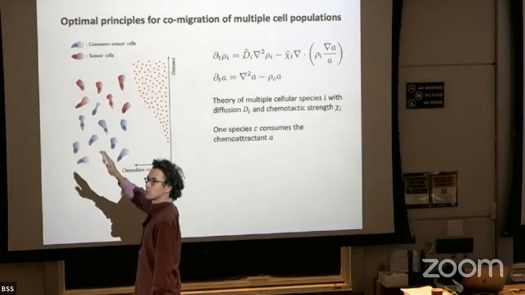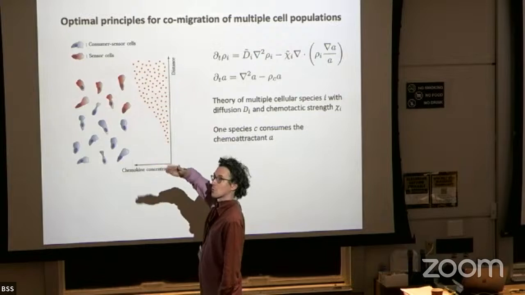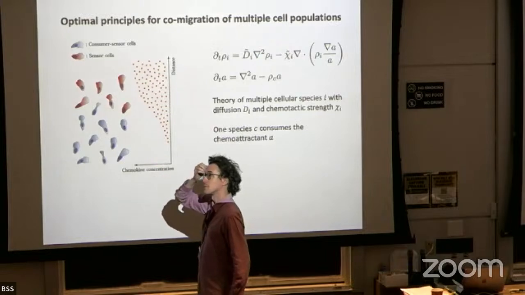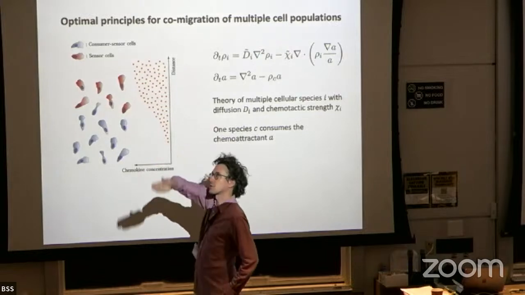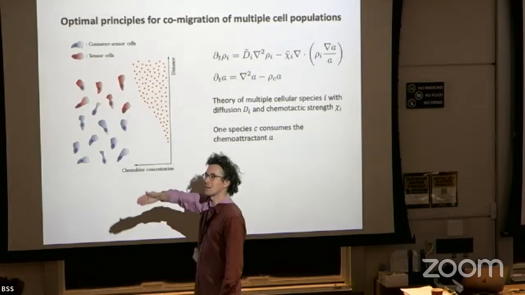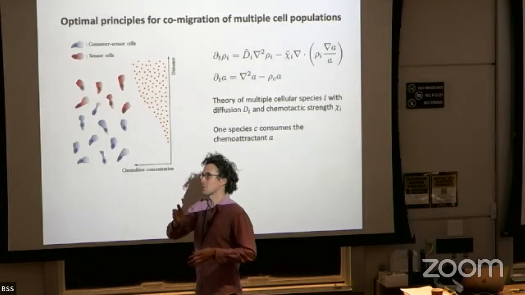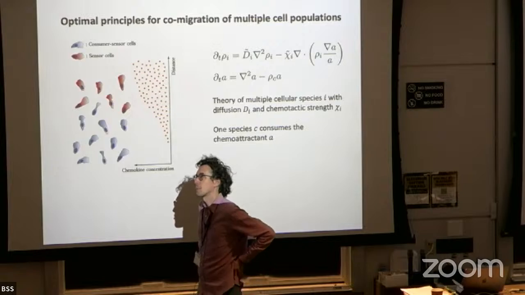No, so we do everything. The chemoattractant is uniform, and the cells are on one side. Yeah, exactly. Well, there's a delta. There's a Heaviside. The cells are an aggregate, so there's a Heaviside on one side.